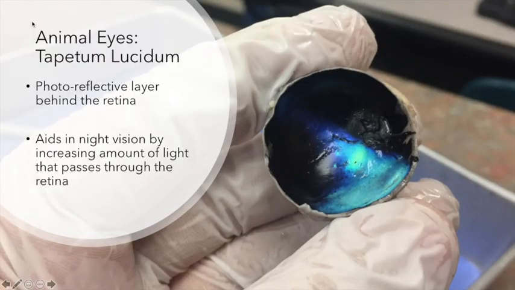So finally, this structure in animal eyes is called the tapetum lucidum, which gives animals night vision. It increases the amount of light that passes through the retina. This isn't found in humans, but it's in various vertebrate animals. And you can see in the picture that it looks blue and metallic. And this is posterior to the retina.